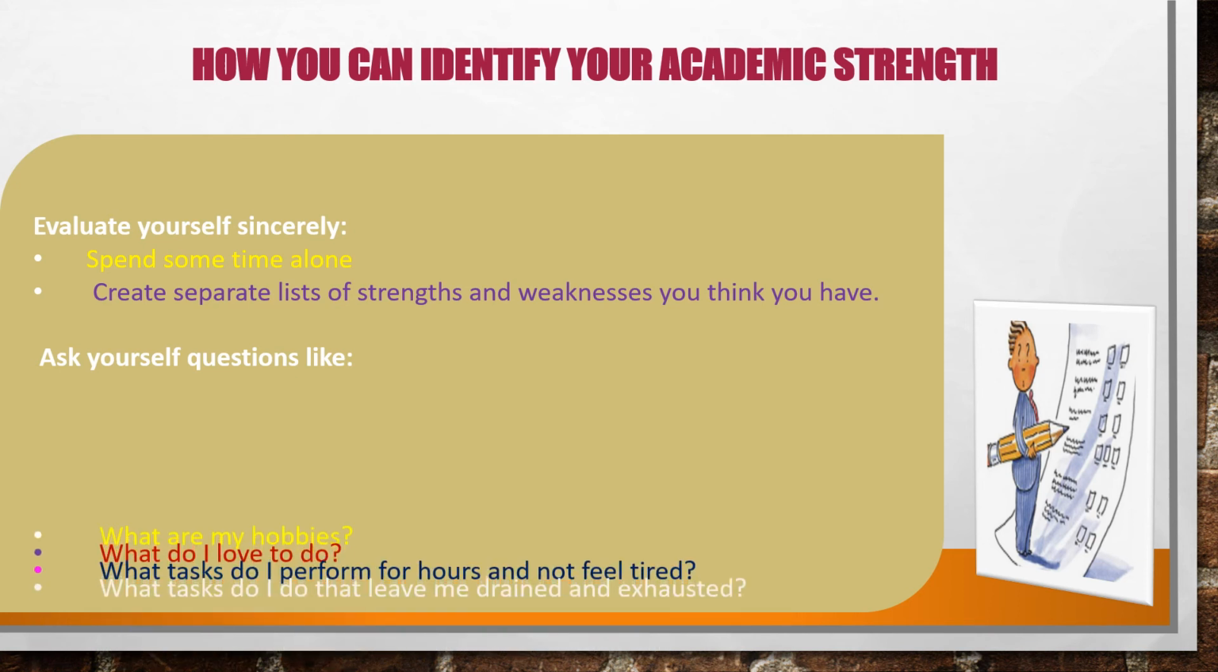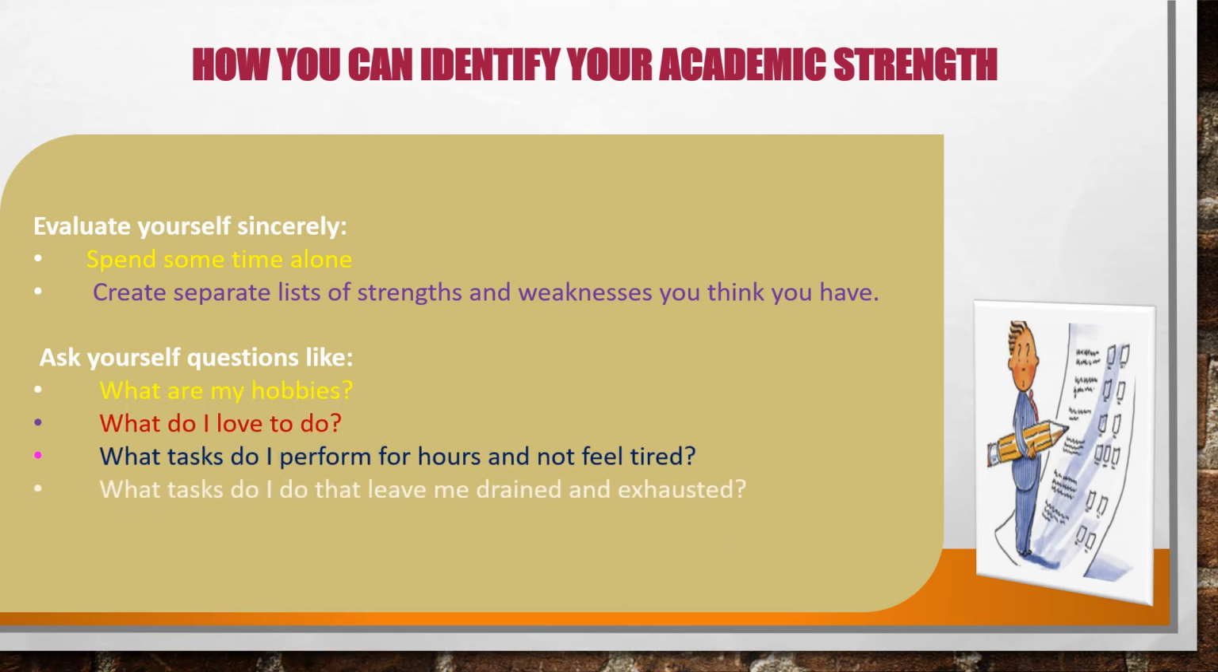Ask yourself questions like, what are my hobbies? What do I like to do? What is it that I enjoy doing all the time? What is it that doesn't make me feel bored? What tasks do I perform for hours and still not feel tired? What tasks do I do that leave me drained and exhausted? If you can write down all these things, you will be able to identify your traits or characteristics that are special and which are your academic strengths as well.